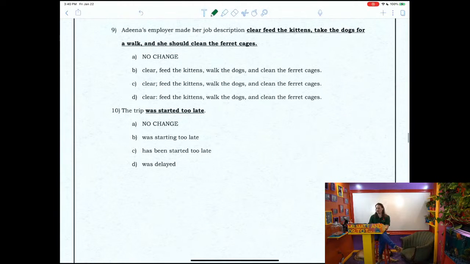9 and 10 are going to look at parallelism as well as conciseness and diction. So question number 9. Adina's employer made her job description clear. Feed the kittens, take the dogs for a walk, and she should clean the ferret cages. Number 10. The trip was started too late. So I'll give you 3 minutes. After 1 minute, I'll start to give you some hints.